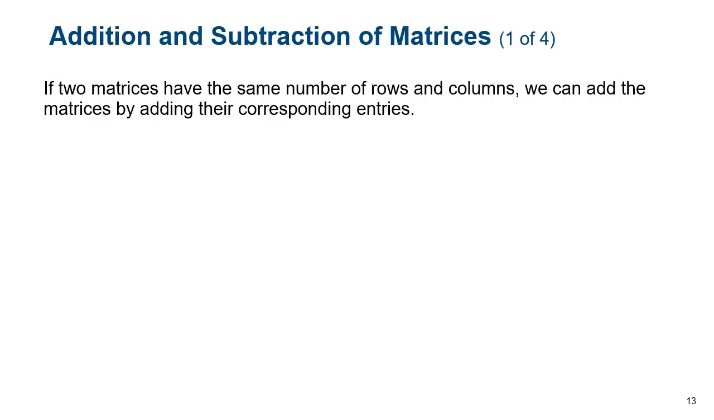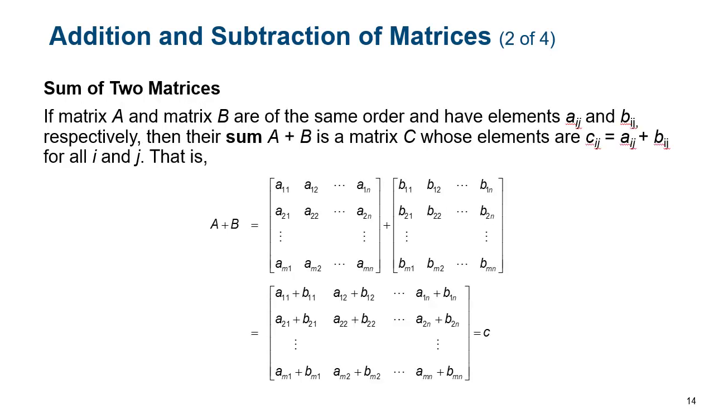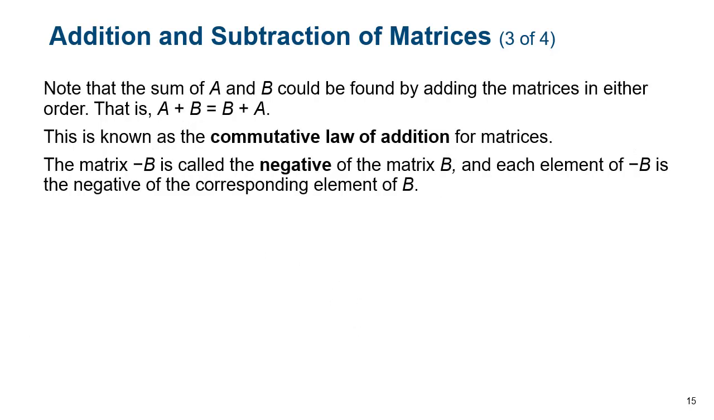In order to add and subtract matrices, they have to be the same shape, right? They have to have the same number of rows and columns, because all you're doing is simply adding each entry to the other entry. So if you've got these two matrices that are the same shape, then all you're doing is taking this and this and adding it together, right? See how it's A11 plus B11, and then A12 plus B12, and so on and so forth.